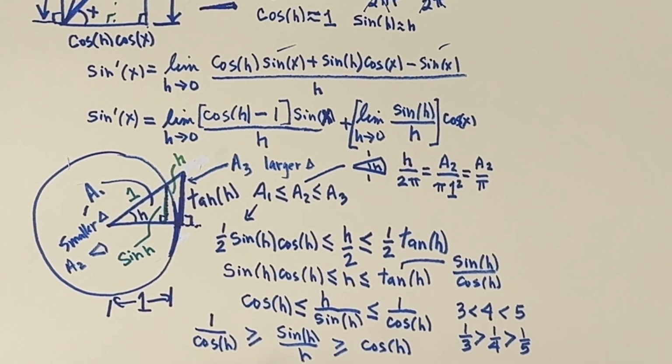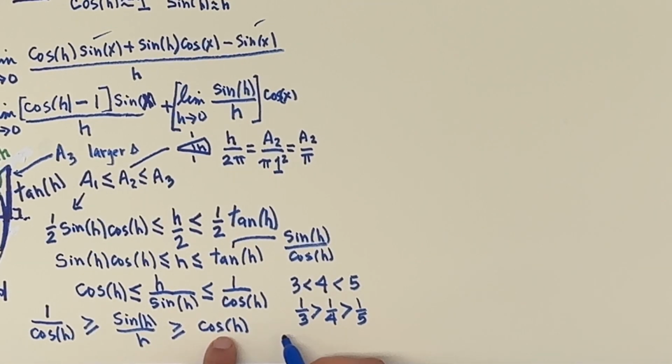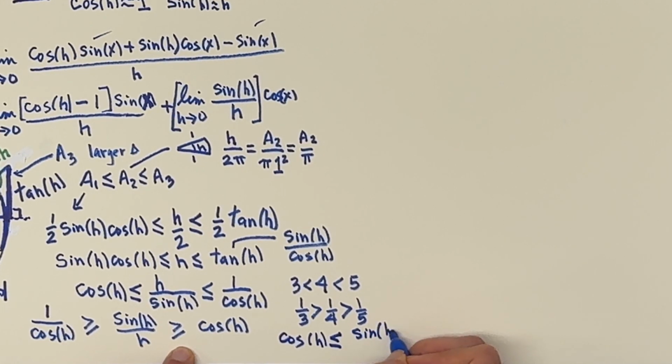Now, I would like to write this one first. So I'm going to simply write this as cosine of h first, and that's going to be less than, if I write it from the right to the left, this is going to be less than or equal to the sine of h over h, less than or equal to 1 over the cosine of h.